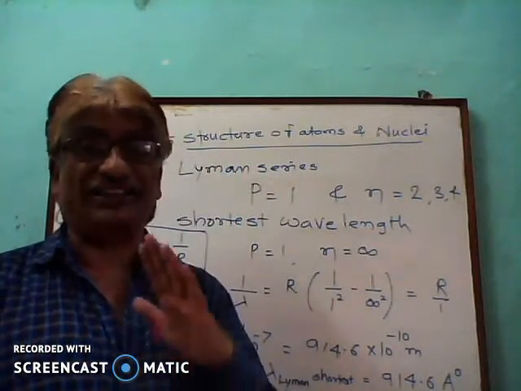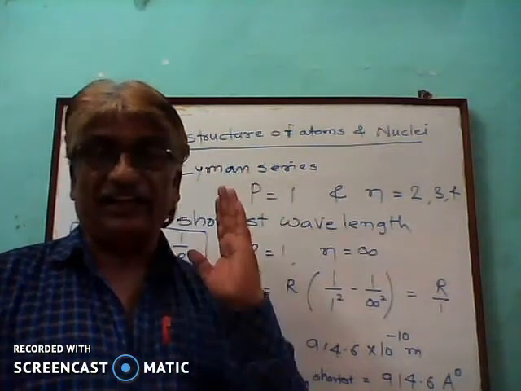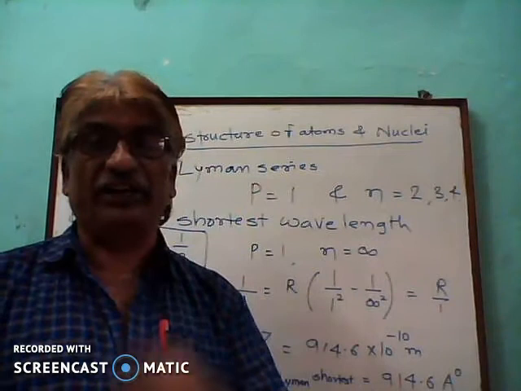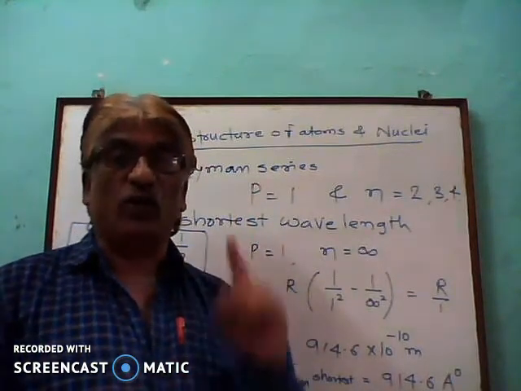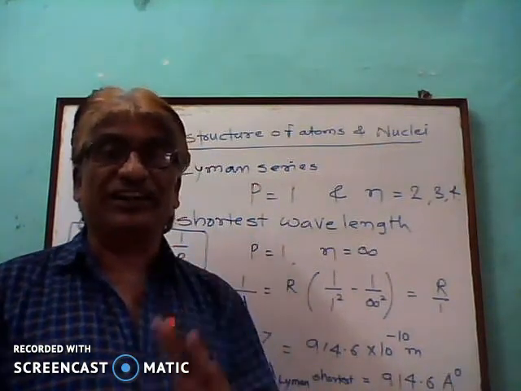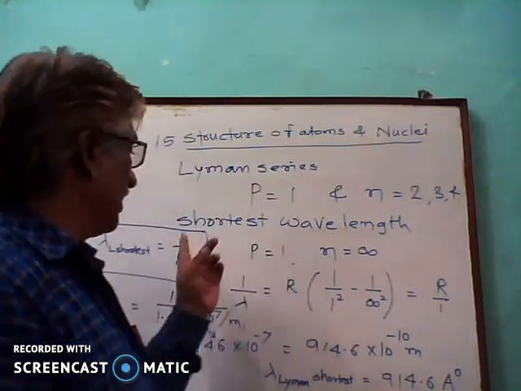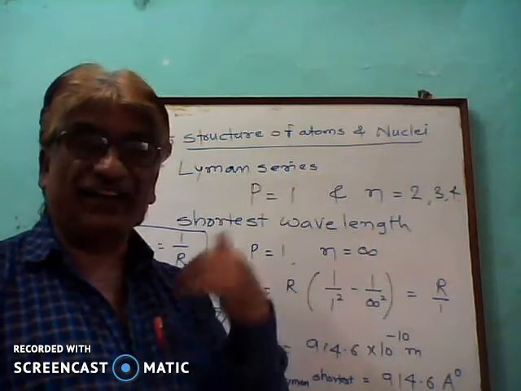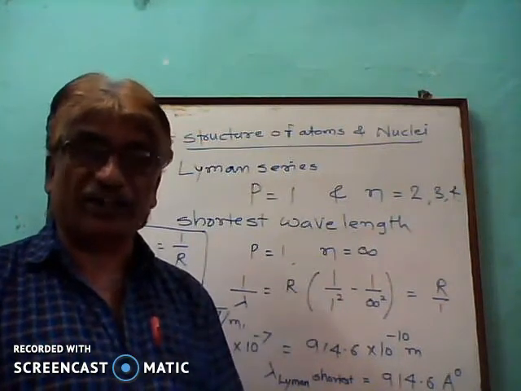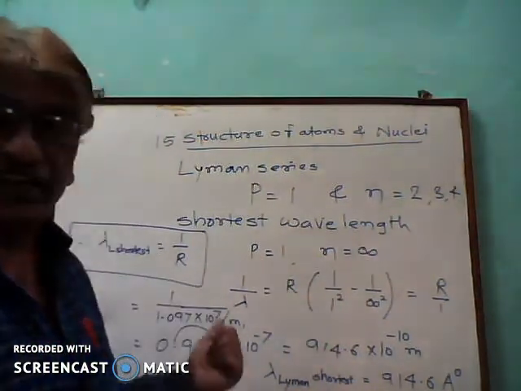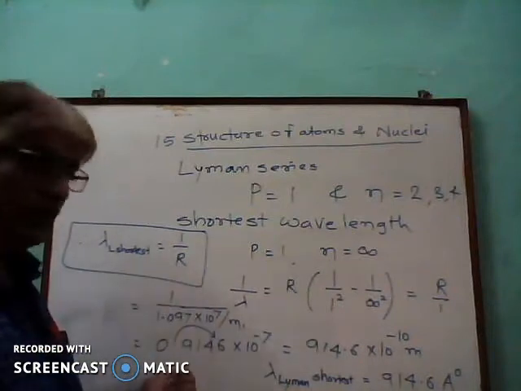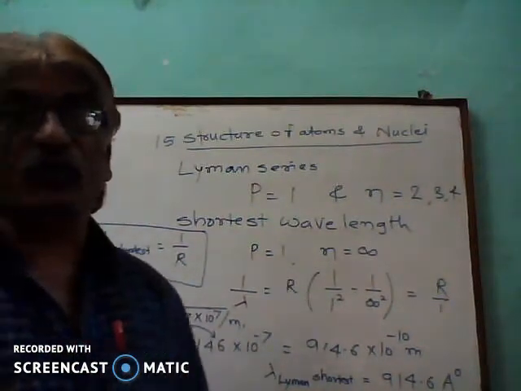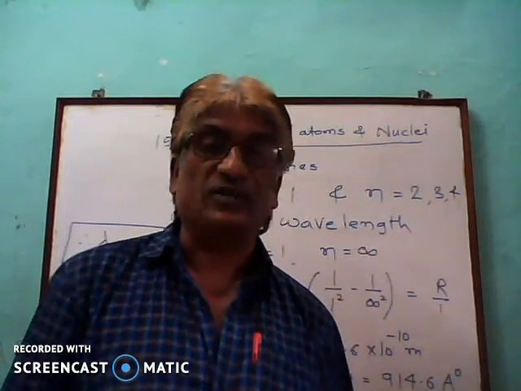But for the shortest wavelength, take P equal to 1, N equal to infinity, so that 1 upon lambda shortest is equal to R upon 1, and the shortest wavelength of the Lyman series will be 1 upon R, which is 914.6 angstrom unit.